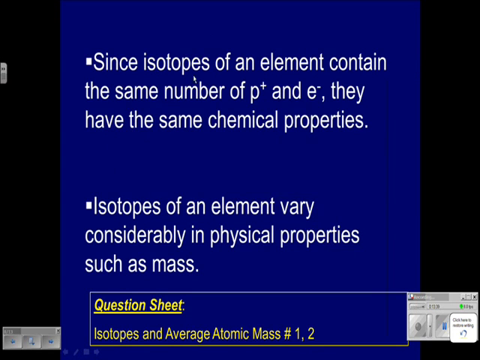Okay, since isotopes of an element contain the same number of protons, they have the same chemical properties, so chemically they behave the same, and isotopes of an element, though, have different physical properties. Their masses are different, okay?